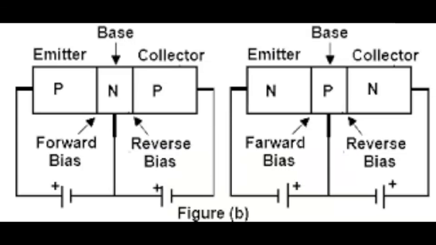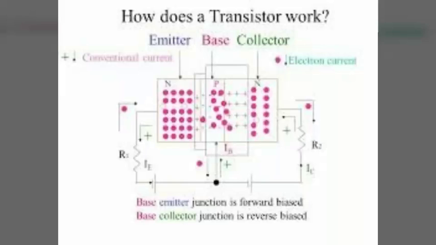Next, the fourth point is that the emitter diode is always forward biased, whereas the collector diode is always reverse biased. The resistance of the emitter diode is very small as compared to the collector diode. Therefore, the forward bias applied to the emitter diode is generally very small, whereas the reverse bias on the collector diode is very high.